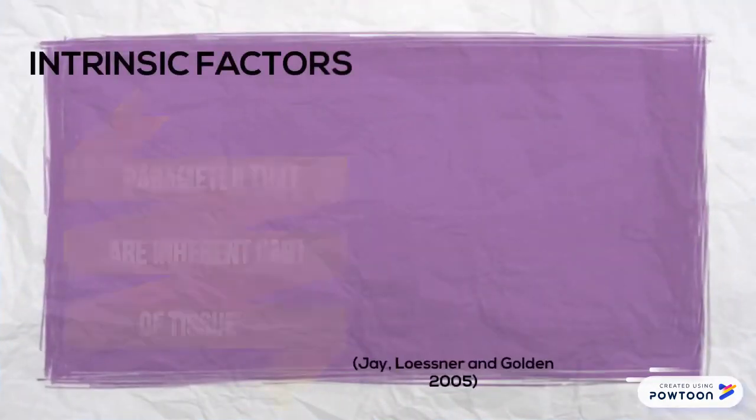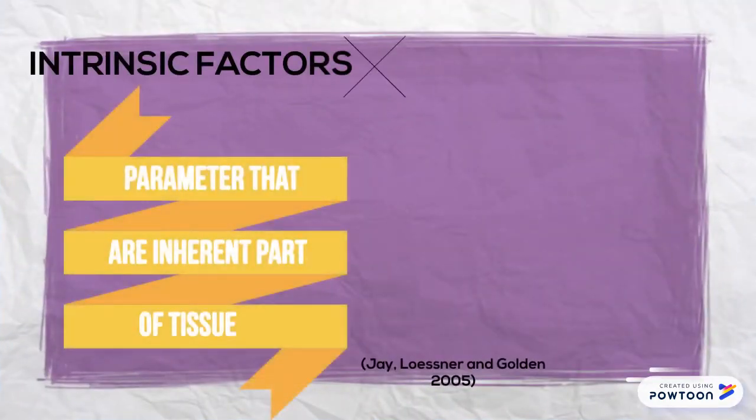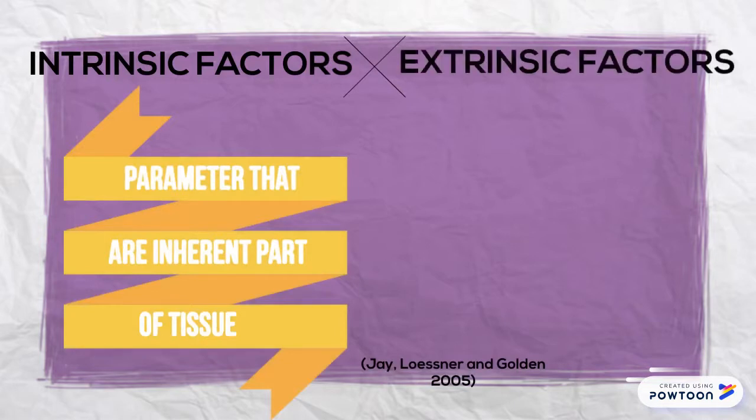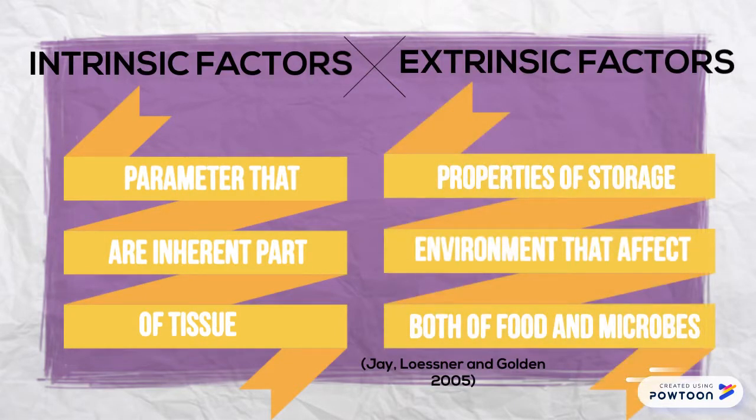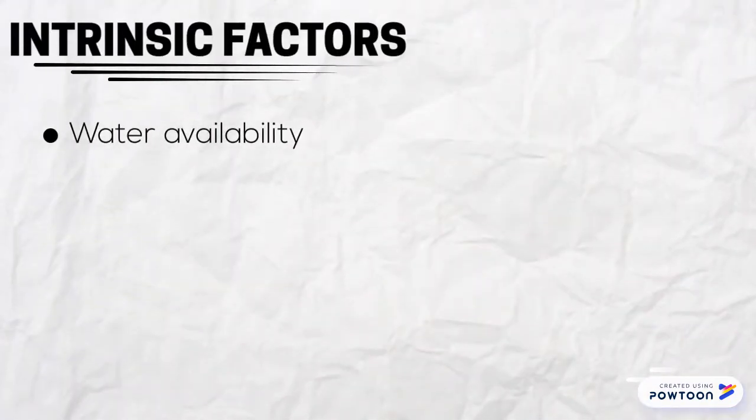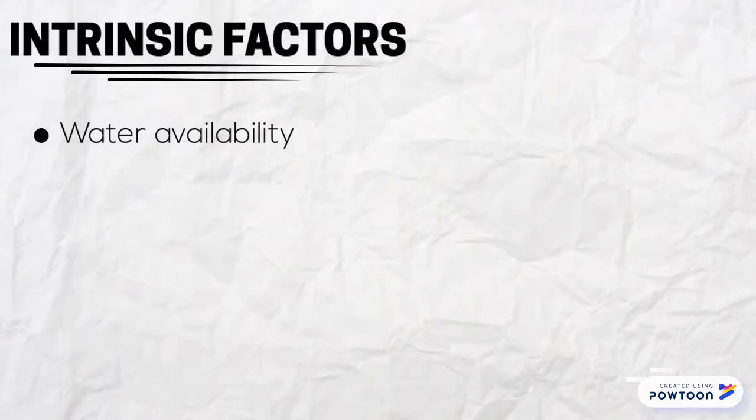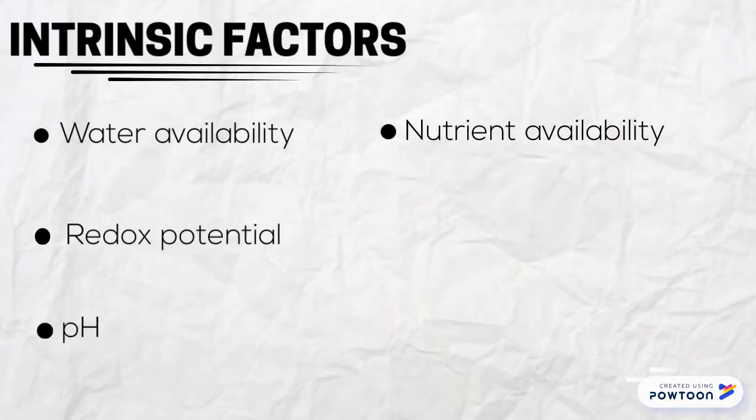Intrinsic factors are parameters that are an inherent part of the tissue, whereas extrinsic factors are properties of the storage environment that affect both food and microbes. The common intrinsic factors are water availability, redox potential, pH, nutrient availability, and antimicrobial chemicals.